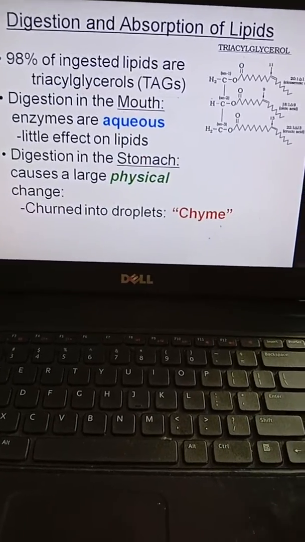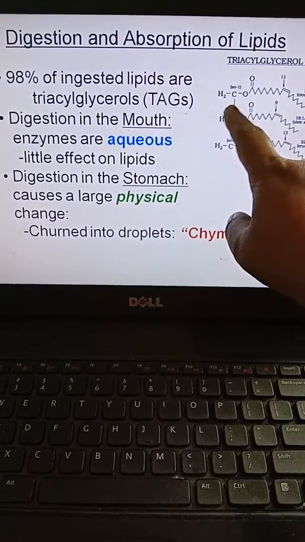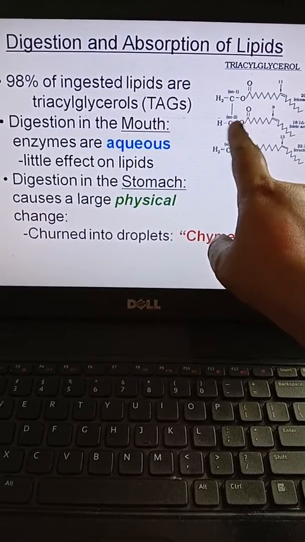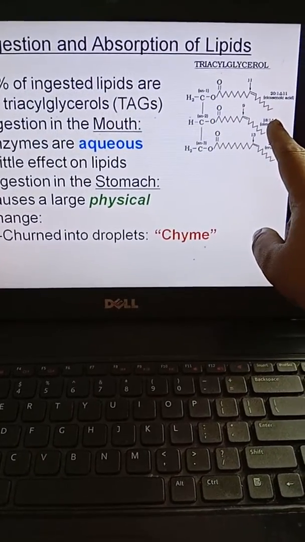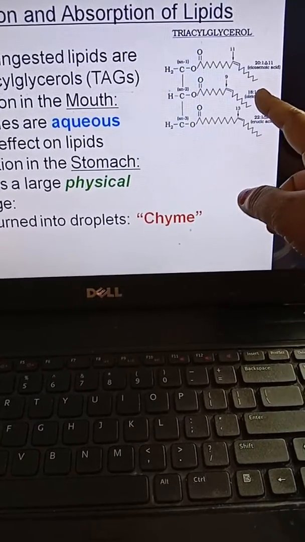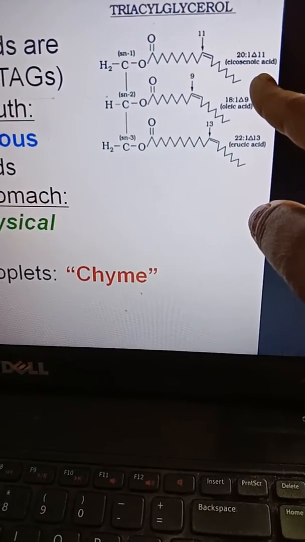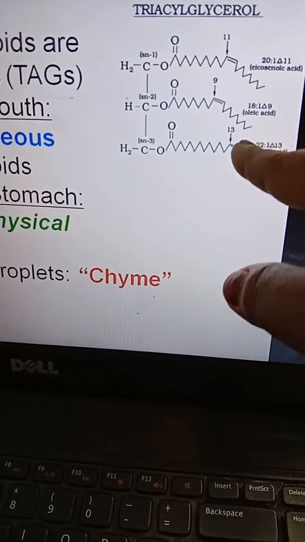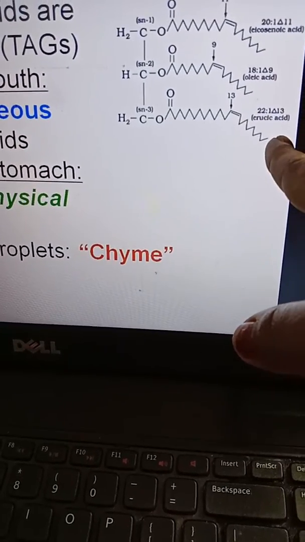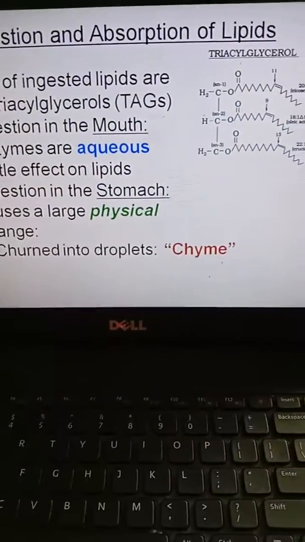So, in the first slide, you can see the triacylglycerol structure, where you can see the CH2OH, whereas the OH is replaced with a different chain of fatty acid. See, this is the eicosanoic acid, this is the oleic acid and this is the lauric acid. So this is the structure of a triacylglycerol.